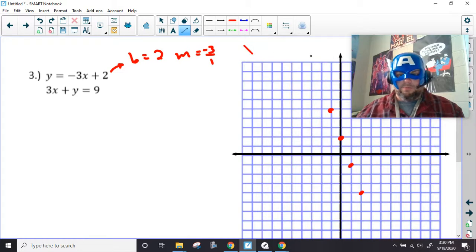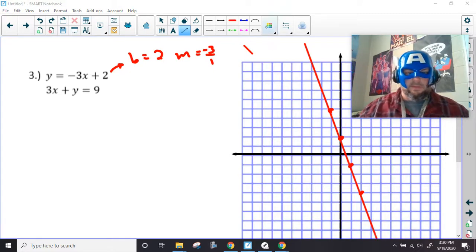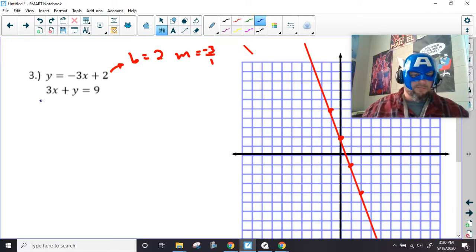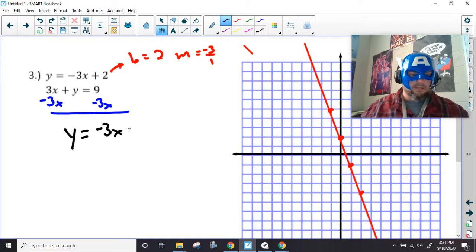Drawing lines. Okay. So there we go. Now, this one down here, we have to do some stuff to it. So I have to subtract 3x. I can't graph it like that. So y equals -3x plus 9.